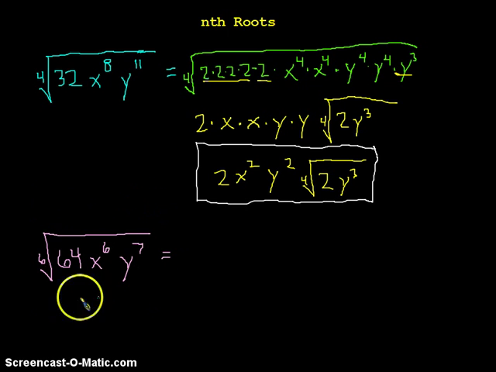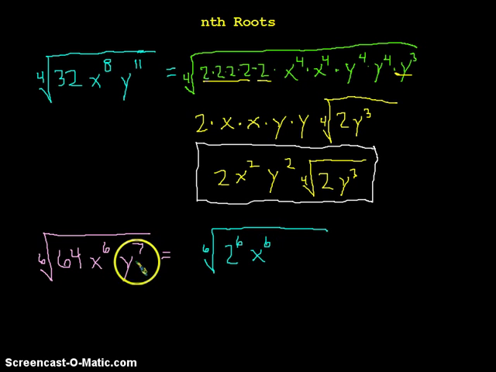And speaking of absolute values, let's have an example that has some more absolute values so you can see that again. 64 is the 6th power of 2. So what we've got here effectively is the 6th root of 2 to the 6th. And then we've got x to the 6th. Y to the 7th, we're going to look to see if we can dig a y to the 6th out of there. And we can, because y to the 6th times y equals y to the 7th.